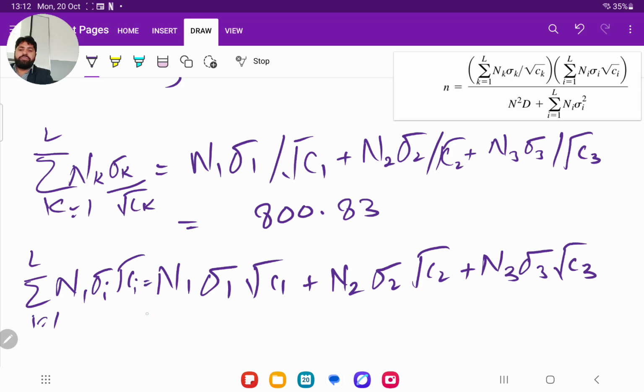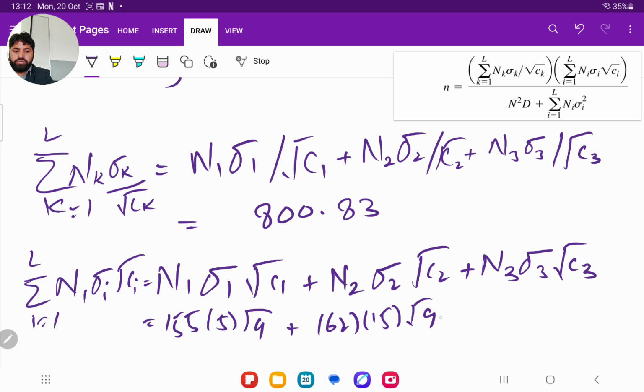So this is what we have. You just need to put all those values. n1 is 55, sigma 1 is 5, and the square root of 9 is the cost, plus n2 is 62, sigma 2 is 15, square root of 9, plus n3 is 93, sigma 3 is 10, and square root of 16. So what is the answer?